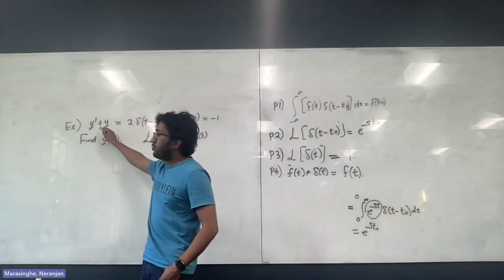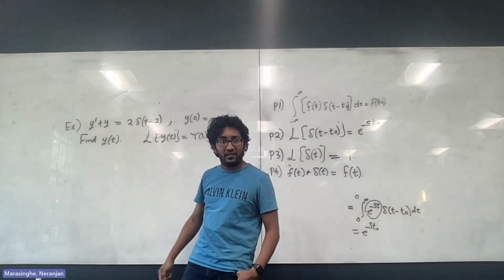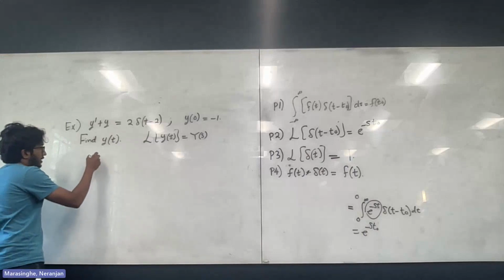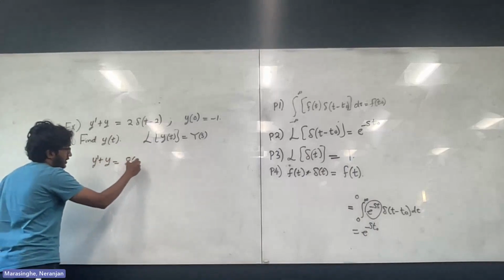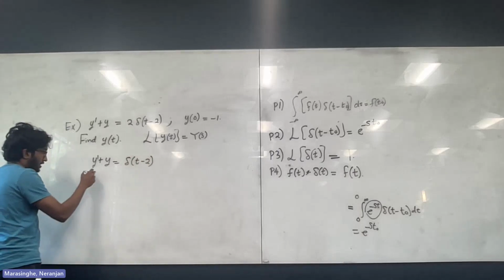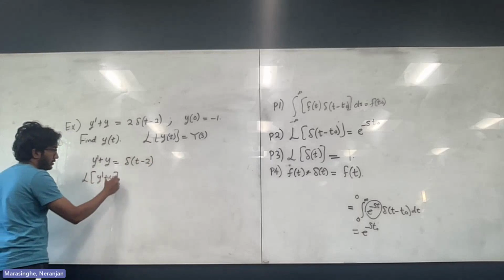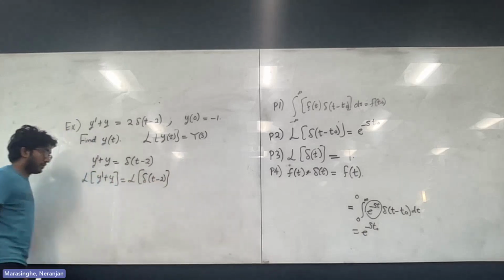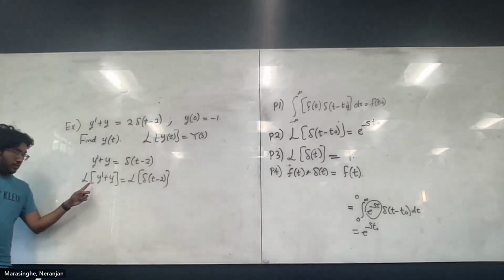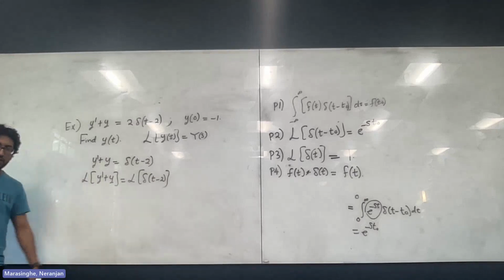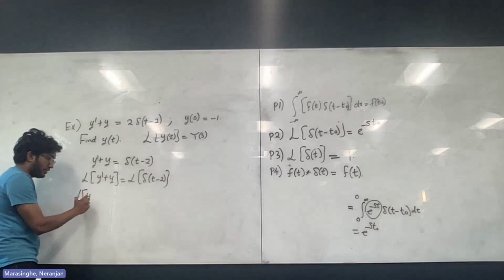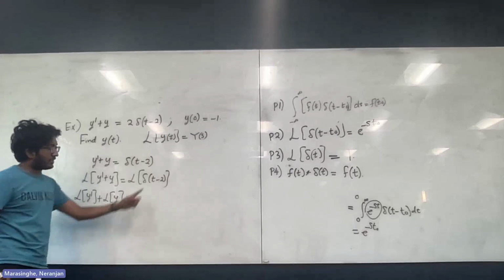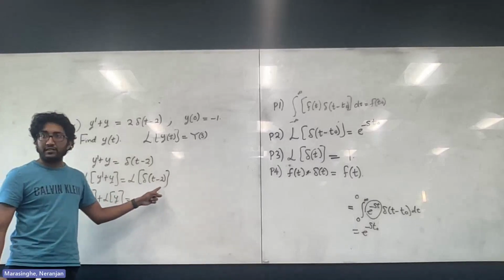How do you find the Laplace transform of the derivative? There's a formula for that, right? But first, you have the differential equation y' + y = 2δ(t - 2). I would apply the Laplace transform to both sides. Then by linearity, the Laplace transform of y' plus the Laplace transform of y is equal to the Laplace of 2δ(t - 2).